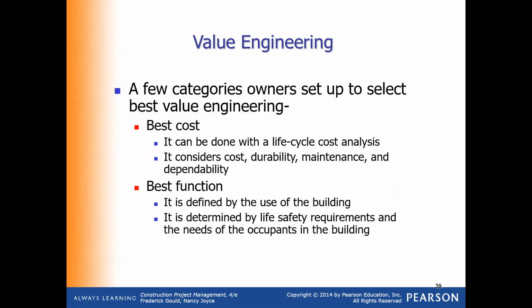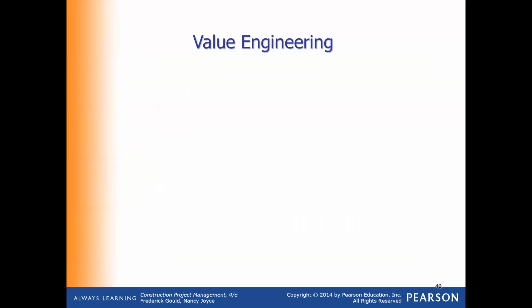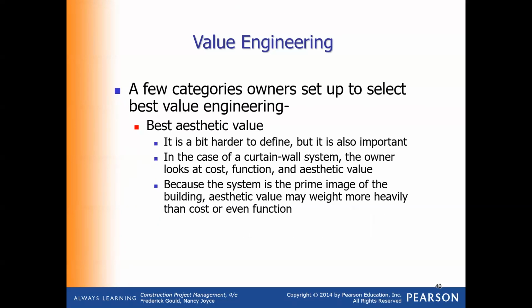Here, there are three categories when we look at value engineering to make our assessments. The first category is best cost, and best cost is when we take the life cycle cost analysis. This option looks at the cost, durability, maintainability, dependability, and so forth. The second category is best function. This looks at the building use and how people are going to utilize the building, how they're going to function within the building itself.